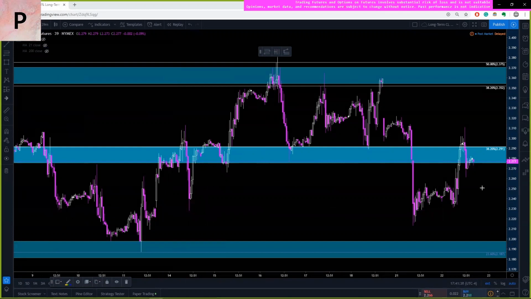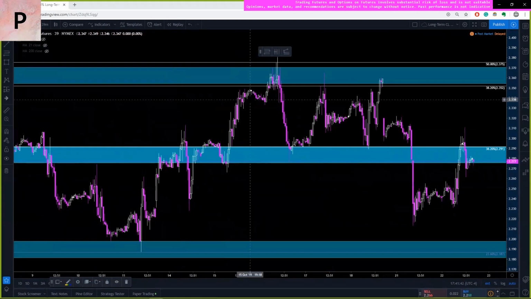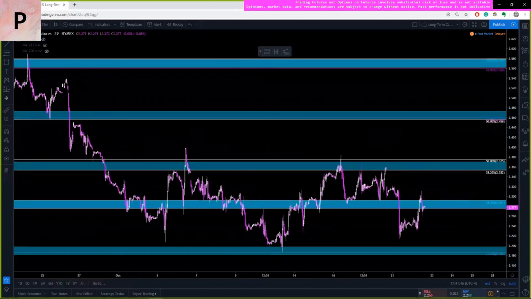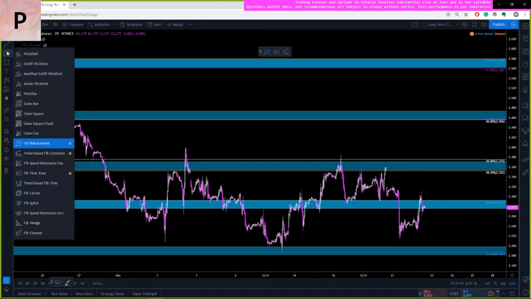And how can we be sure? So go ahead and take your Fibonacci tool again and basically redraw the trend that you are currently in, because Fibonacci is all about just seeing the trend in a clear fashion.